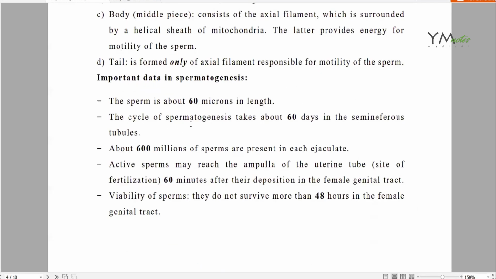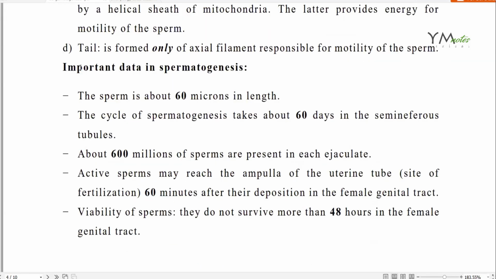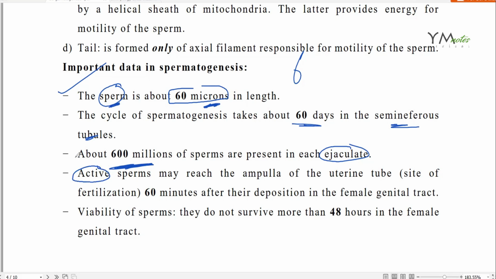Anyway, here there are some data or statistics to be noticed. We just need to remember the number 6. The sperms are 60 microns in length. 1 millimeter equals 1000 microns, so they are very short. And their production process needs 60 days to occur in their site of production, the seminiferous tubules of the testes. In each ejaculate during intercourse, 600 million sperms are produced, but not all of them are active. Not all of them can move and are alive.